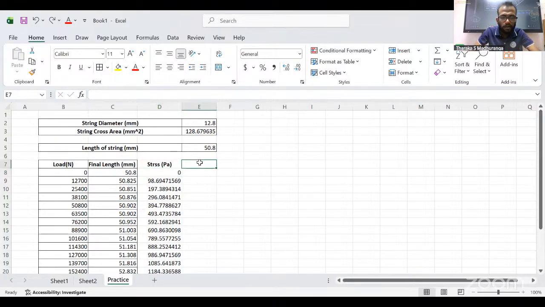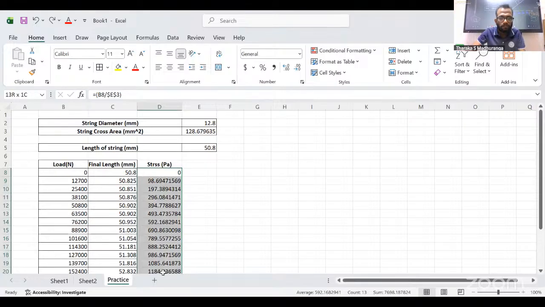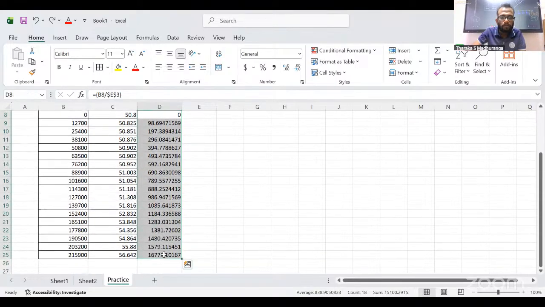Okay, then let's try to get the values. But the next problem is so many decimal points. There are 1 2 3 4 5 6 7 8, 8 decimal points. It is very difficult to analyze. I want to get it into 3 decimal points because the final length is also given to 3 decimal points.